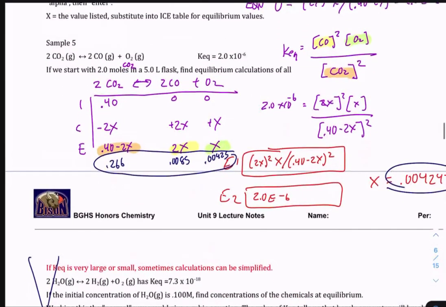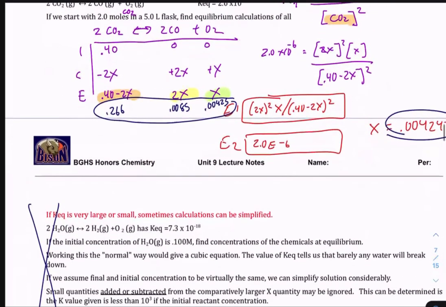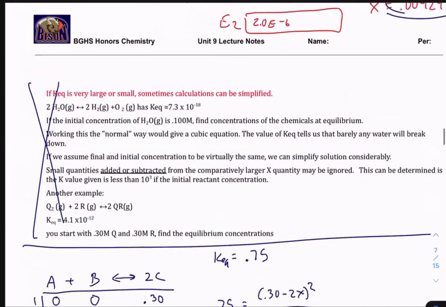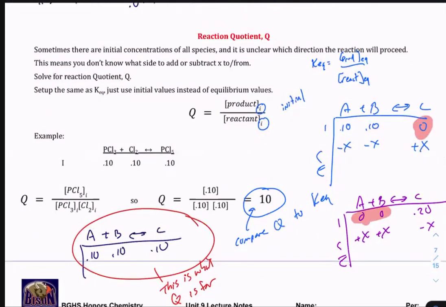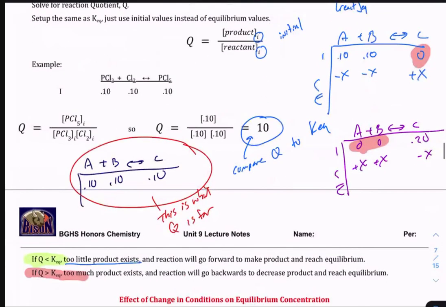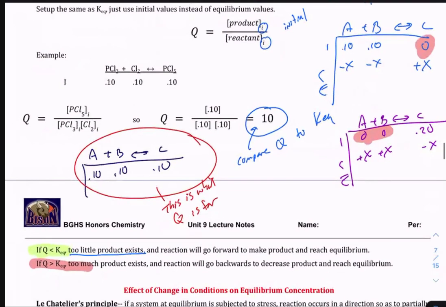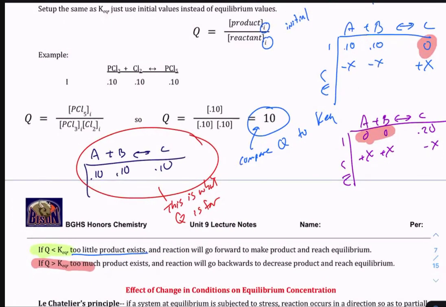We skipped that part. Solving for Q. You guys know what Q is and what to do with it, right? Q is how you determine if a reaction is going forwards or backwards. You have to solve for it. If Q is too large, you have too much product. That means the reaction must go backwards. If Q is too small, you don't have enough product, then it will go forwards, meaning you will add to the product side.